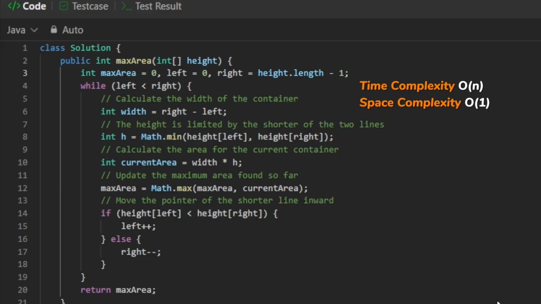The left and the right pointers start at the ends and move toward each other. Each pointer will only traverse the array once. This gives us a single-pass solution with a beautiful time complexity of O(n). We only use a few variables to store our pointers and the maximum area. Therefore, the space complexity is constant, O(1).